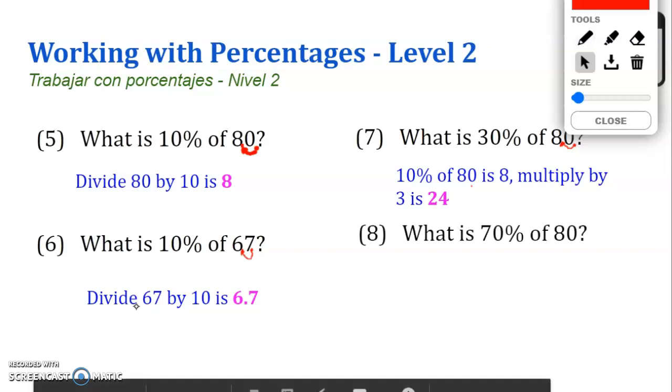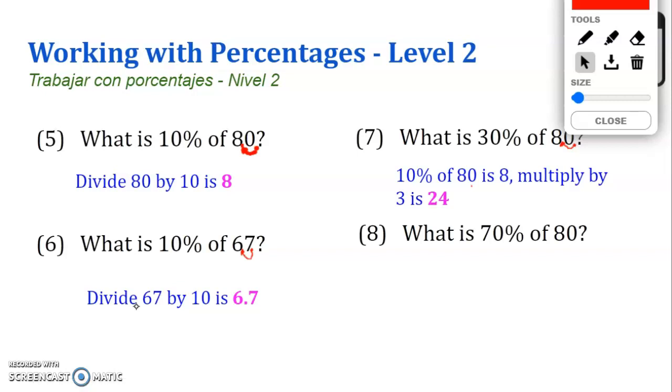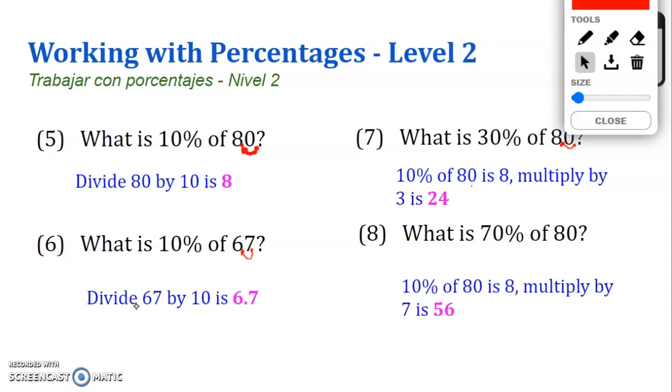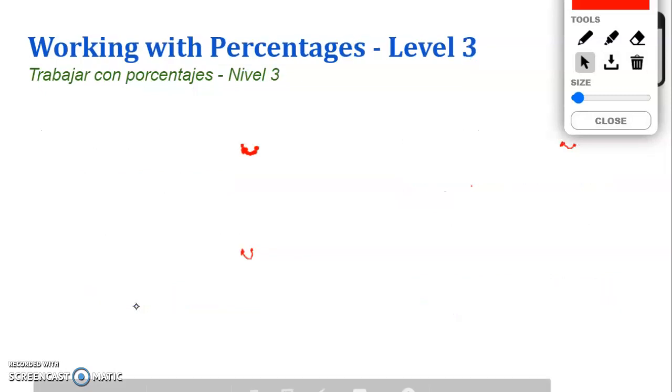What about 70% of 80? Again, we can divide 80 by 10 to get 10%. What's 10% of 80? That's 8. Then what is 70%? That means we want 7 lots of 10%. So we're going to multiply 8 by 7, and that's going to give us 56. Alright, let's keep going.